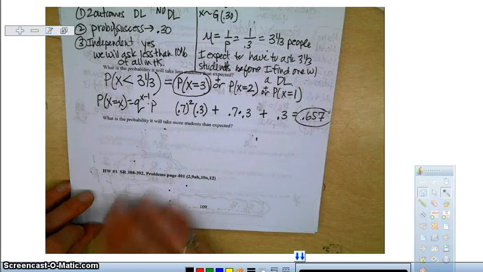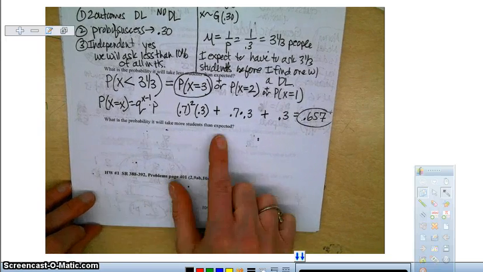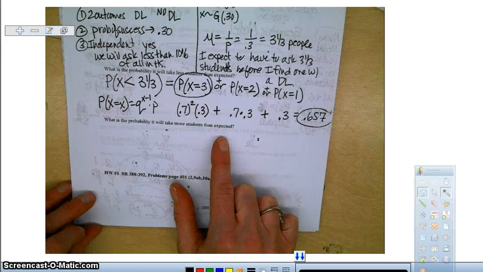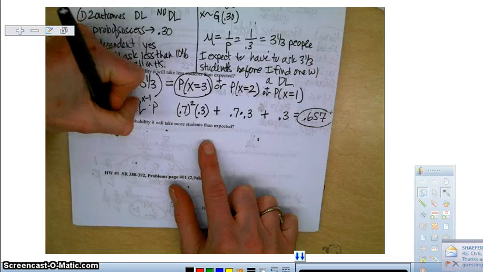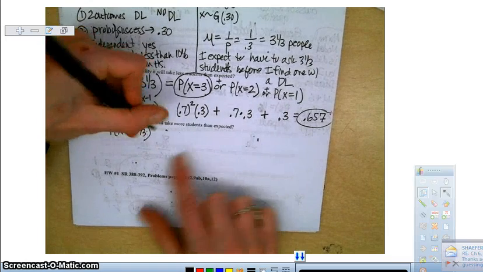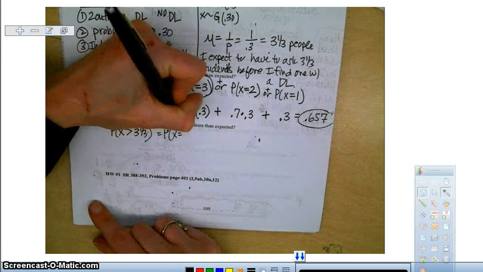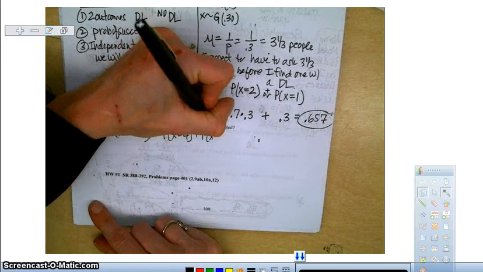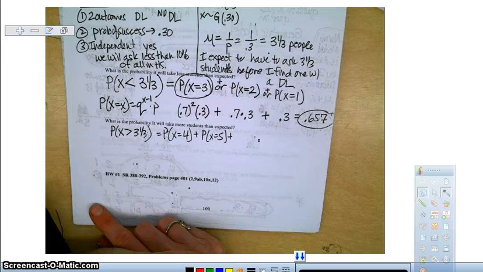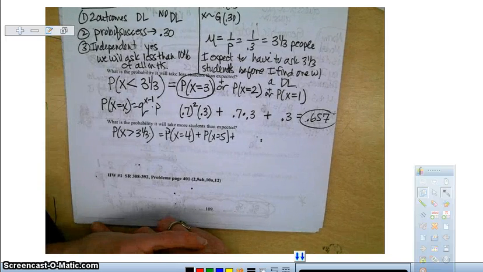All right, now the next question is, what is the probability that it will take more students than expected? Well, isn't that just the probability that x is greater than 3 1/3? So wouldn't that be like the probability that x equals 4 plus the probability that x equals 5? What's going to be wrong with this? You can go on forever. You can go on until you've asked every single person in the school. We don't happen to know exactly how many people are in the school. And this would be kind of a giant pain, don't you think? Is there an easier way or another way that we could figure this out?